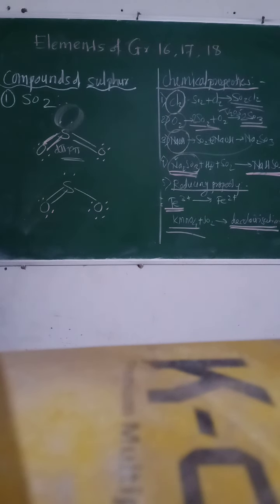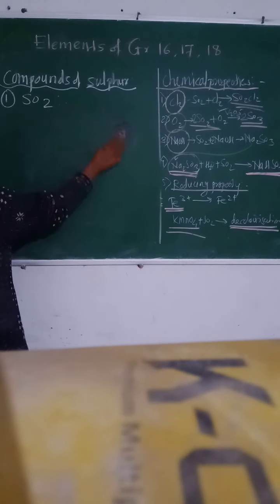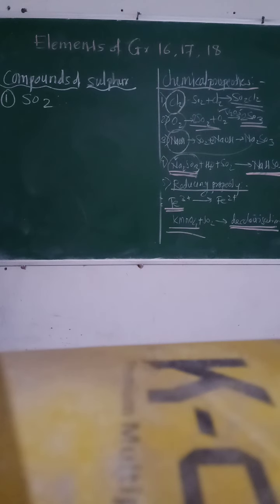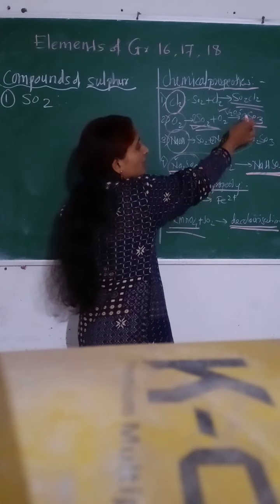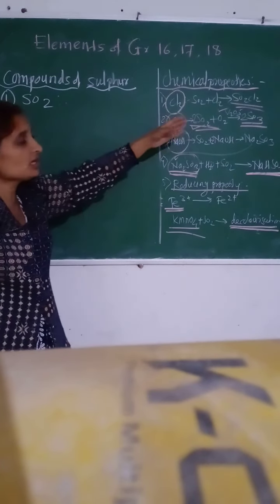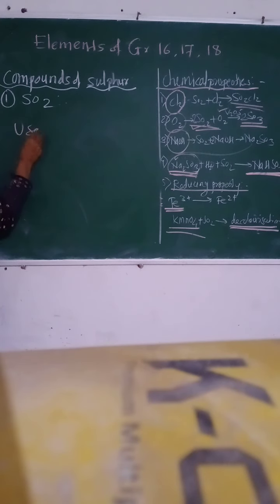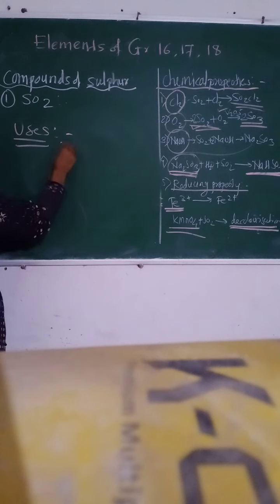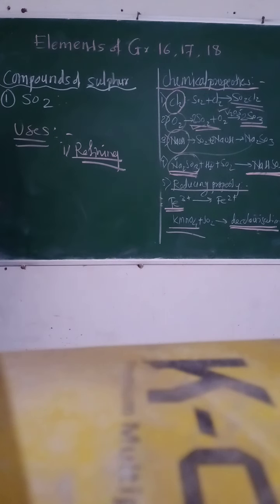Then the uses of sulfur dioxide. Where will it be used? See here, in chemical reactions, one use of sulfur dioxide is that dioxide is converted into trioxide, which means preparation, and that is used in H2SO4 preparation. We have to study the uses of sulfur dioxide. The first use of sulfur dioxide is in the refining process of petroleum or sugar.